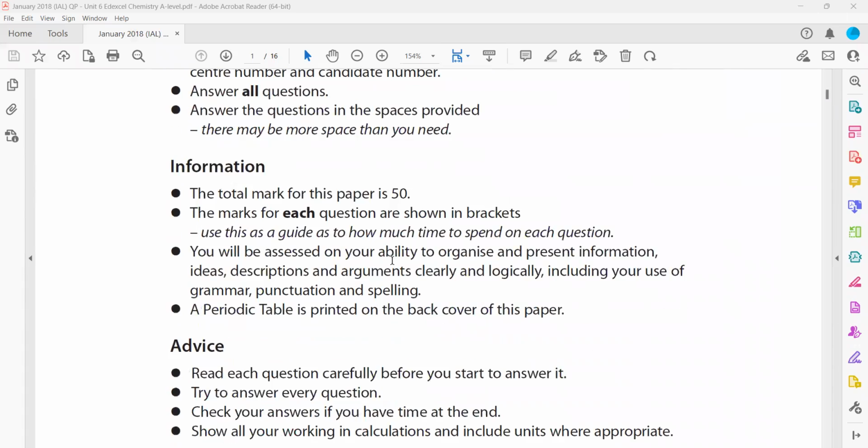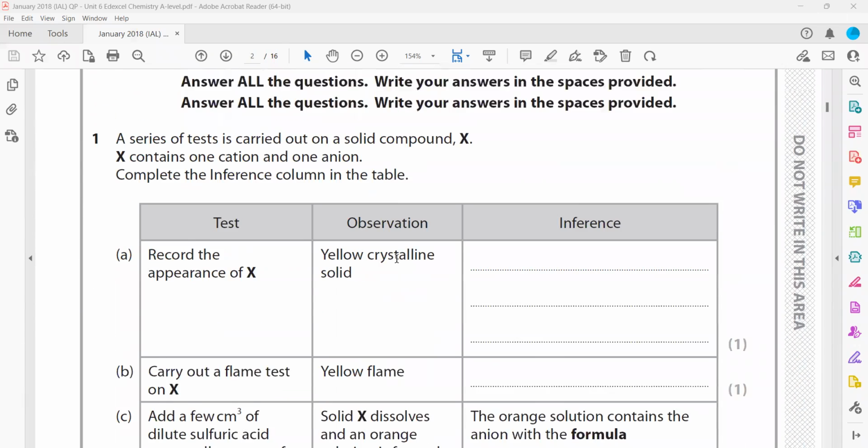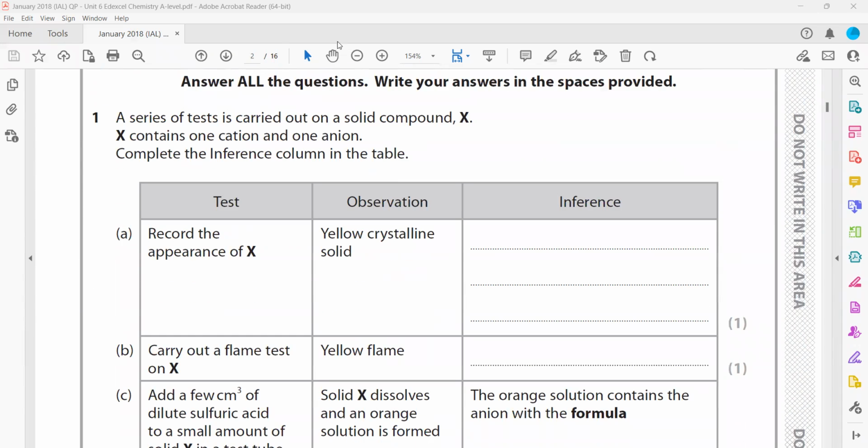January 2018 paper. First question. A series of tests were carried out on a solid compound. X contained one cation and one anion. Record the appearance. It's a yellow crystalline solid.